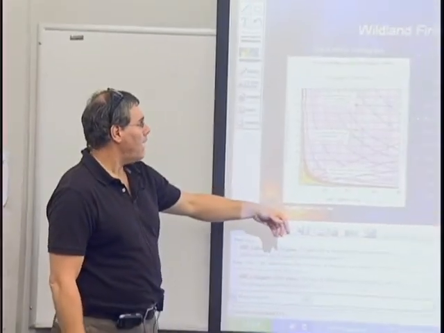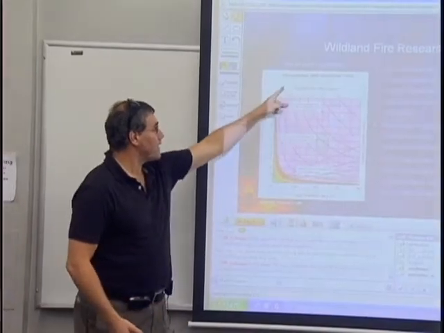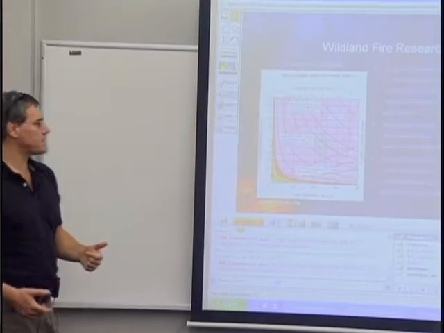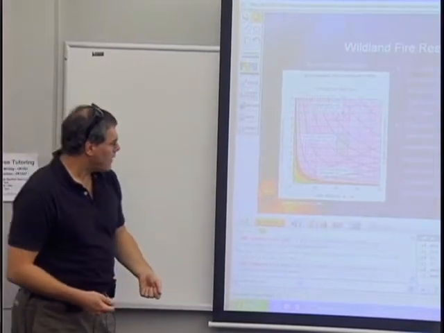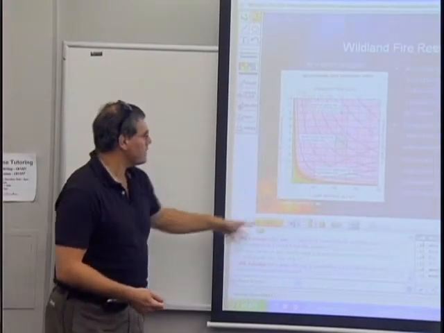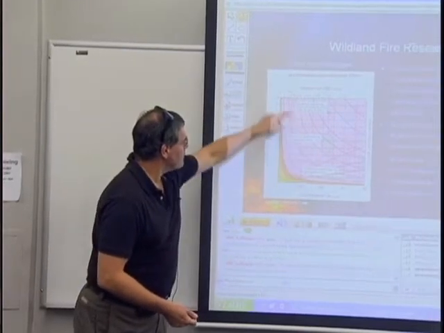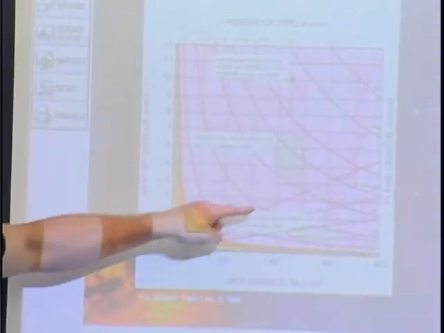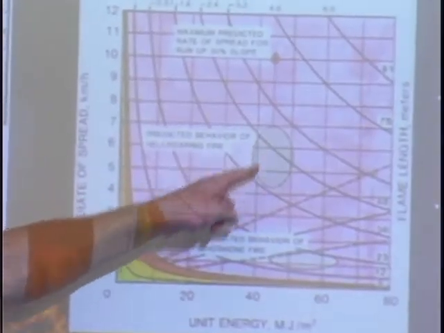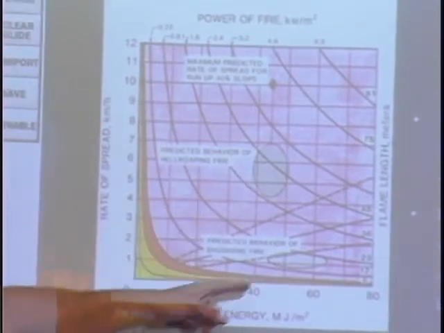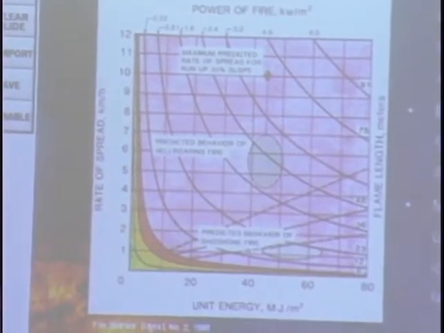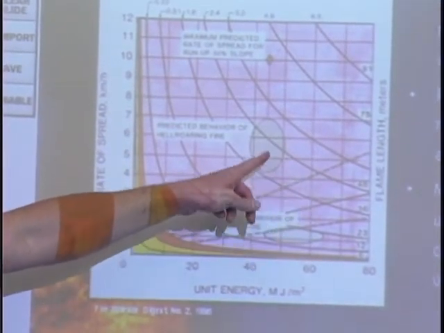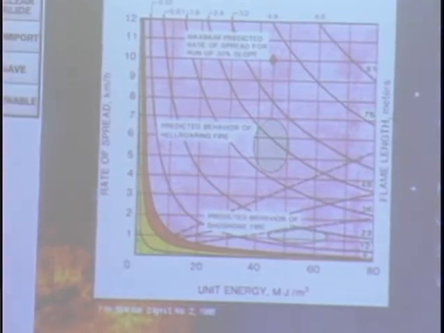So you get Albini in here, and this is something he did by hand. He did this himself, and he gave this to the people that were fighting the Hell-Roaring and Shoshone fires, which I believe were going on in 76 or 77. He gave this to them, and they were able to see where they were. You have these series of curves of predicted models here that you can pinpoint where, and there's the behavior of the Hell-Roaring fire right there. It has a certain rate of spread, certain unit energy, mass joules per meter square, and then flame length.